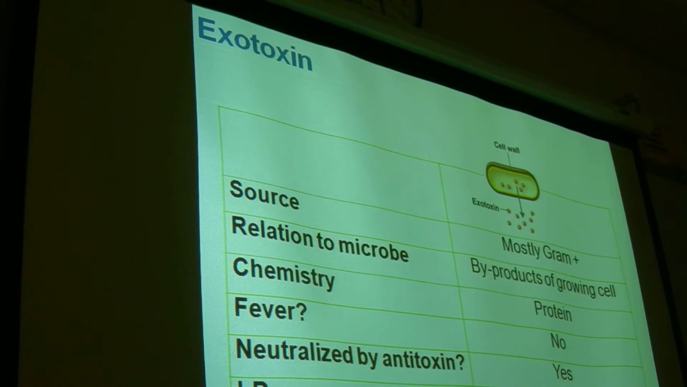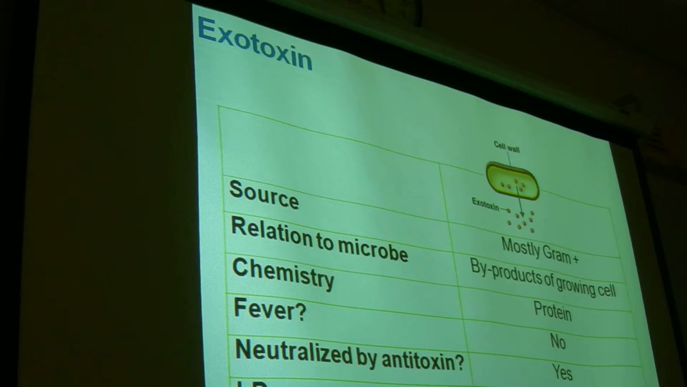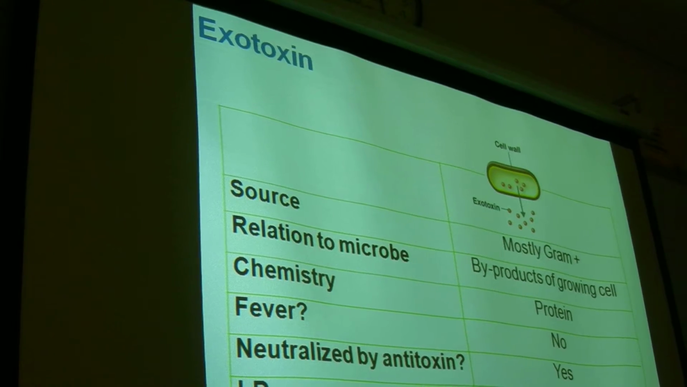An exotoxin, again, is made inside the cell and then secreted outside, mostly from gram-positive cells. It's proteins. It usually does not cause a fever. It usually causes a more local reaction. It can be neutralized by antitoxin. Again, antitoxin is an antibody against the toxin.